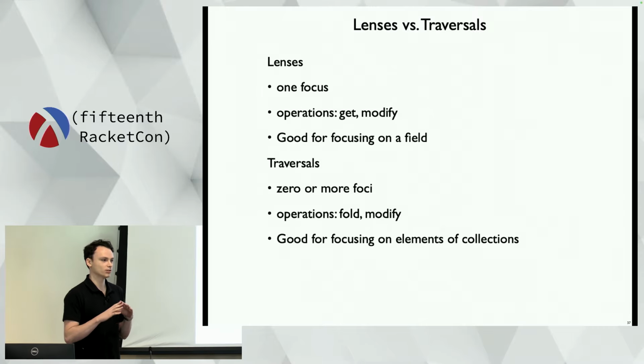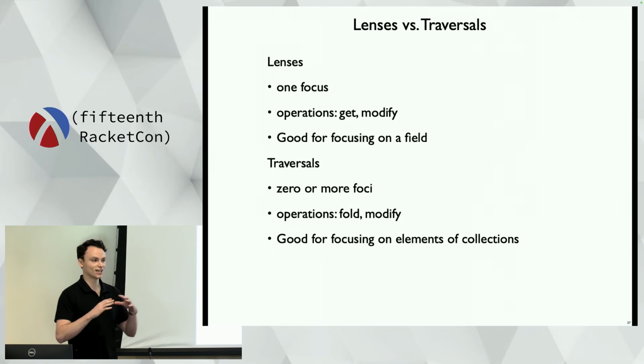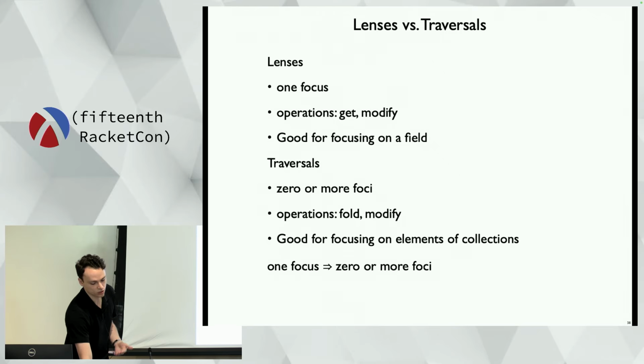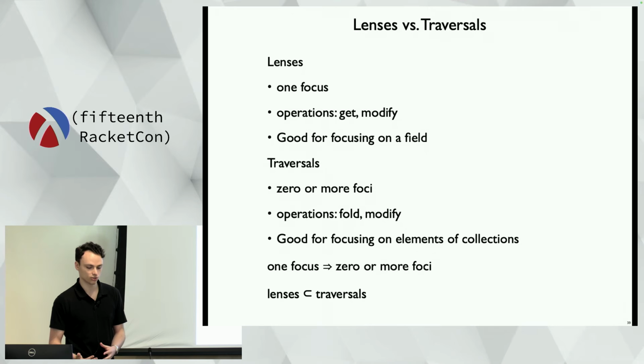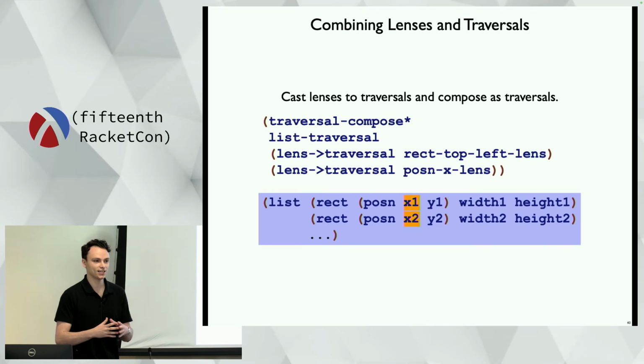And so let's think about the relationship between lenses and traversals. Lenses have 1 focus. They're good for stuff like struct fields. You have a getter and a modifier. Traversals, you have 0 or more foci. You can do a fold because you can't do a get. And it's good for focusing on collections. So lenses turn out to be a special case of traversals. So all lenses are traversals, because 1 focus is a special case of 0 or more foci. And because lenses are traversals, you can cast a lens into a traversal and then compose it with a traversal.